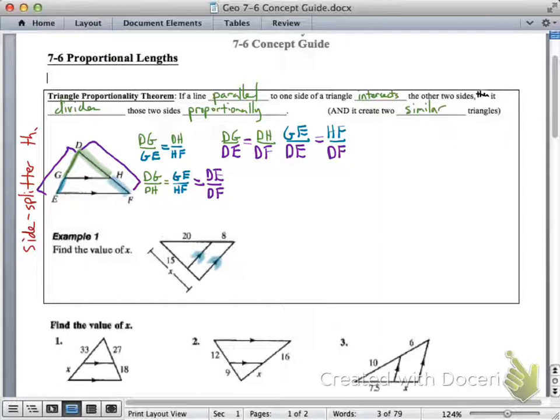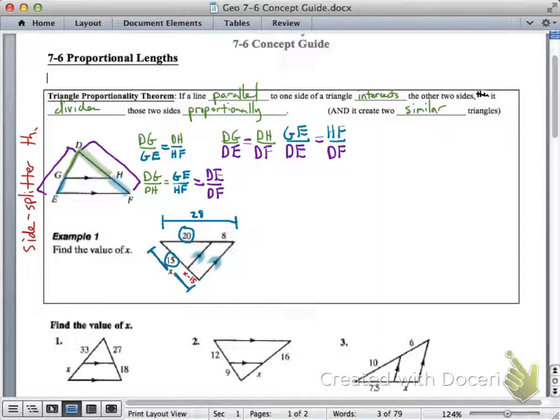Example 1, find the value of x. So we have parallel lines chopping two sides into different pieces. It's parallel to the third side, so we can use this theorem. X is the entirety, 15 is this part. So what is this little part that's remaining? X minus 15 would be the answer. This other side over here, we got 20 and 8, so that means 28 is the entirety.